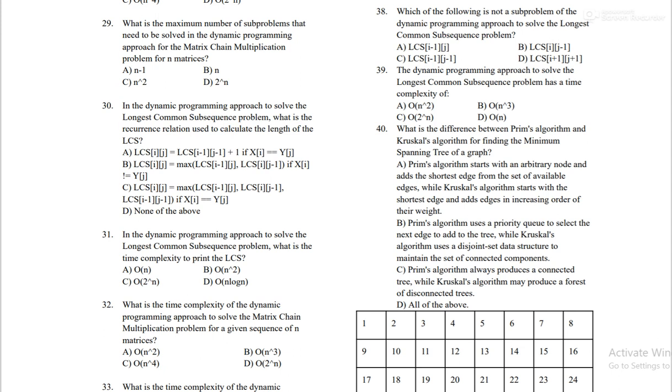So Prim's algorithm always creates a connected tree, and Kruskal's algorithm may visit any edge, as we have stated, arranging all the edges in increasing order of their weights. So here for this question the correct answer is all of the above, that is, all the given reasons can be considered as the difference between both of these algorithms.